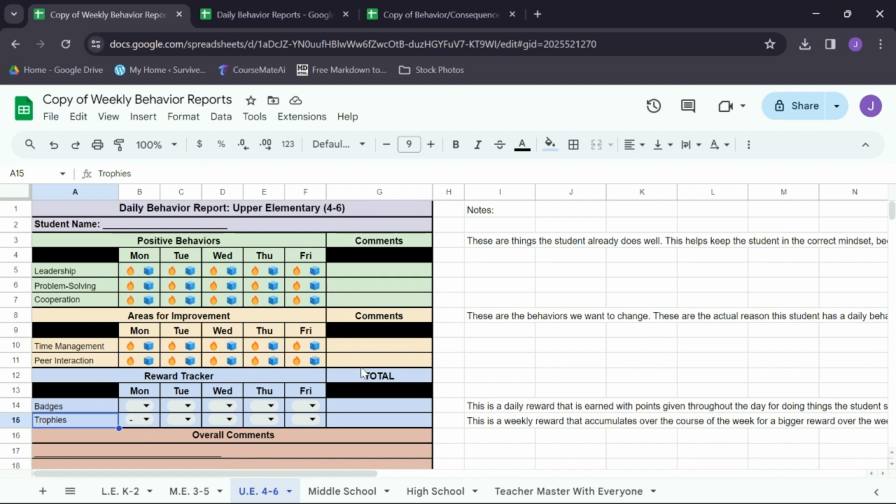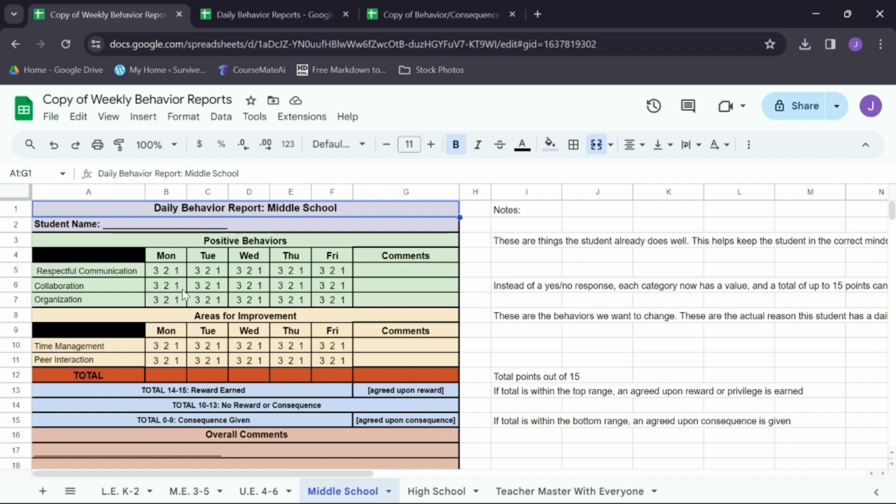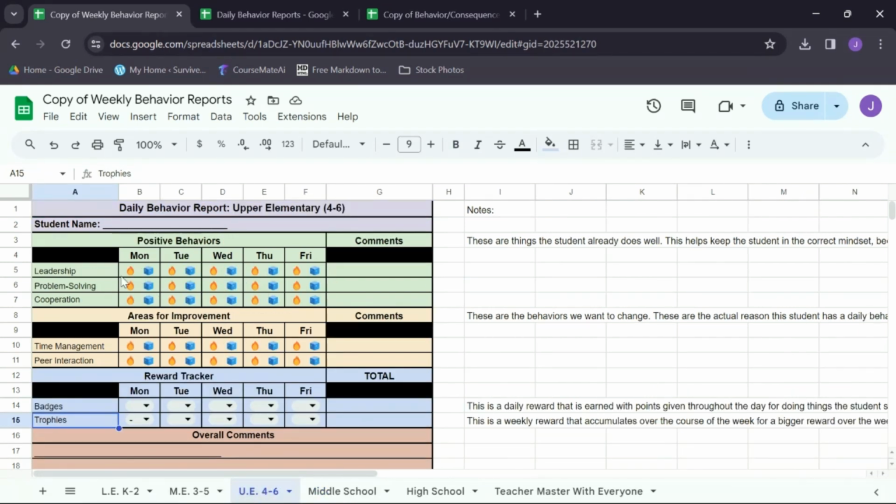And now we're going to get to middle school where it's going to start to look a little bit different, but it really does function kind of the same. So here now, instead of basically a yes/no answer, because here it was either good or bad, right?